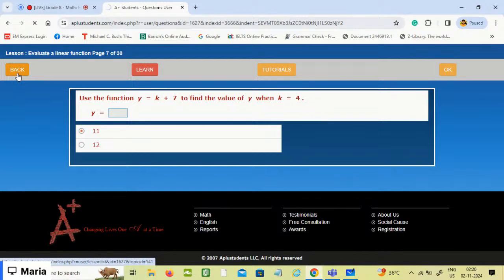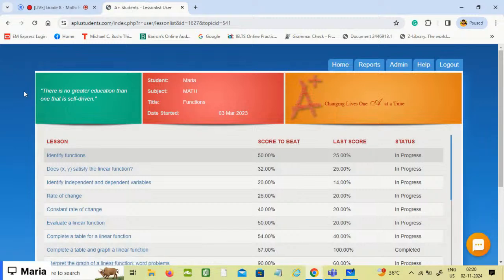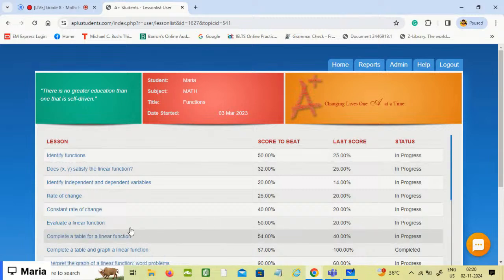The next lesson is complete a table for a linear function. Let's just start with the next lesson.